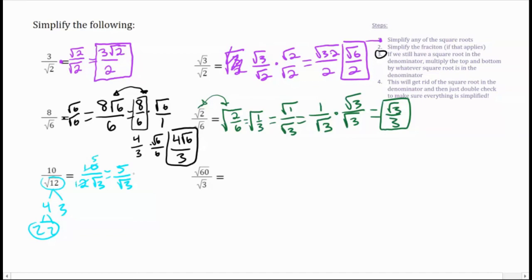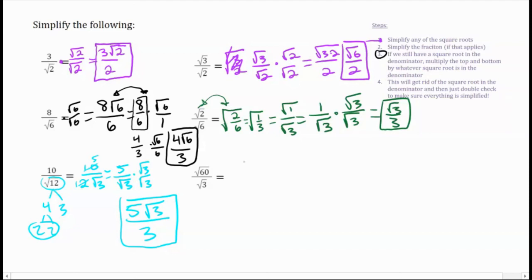And then lastly, I need to get rid of this square root in the denominator. I've already done all the simplifying that I need. So I just multiply root 3 by root 3. And what I get is 5 times the square root of 3 on the top. 3 times 3 here gives us 3. And now I'm all the way simplified.